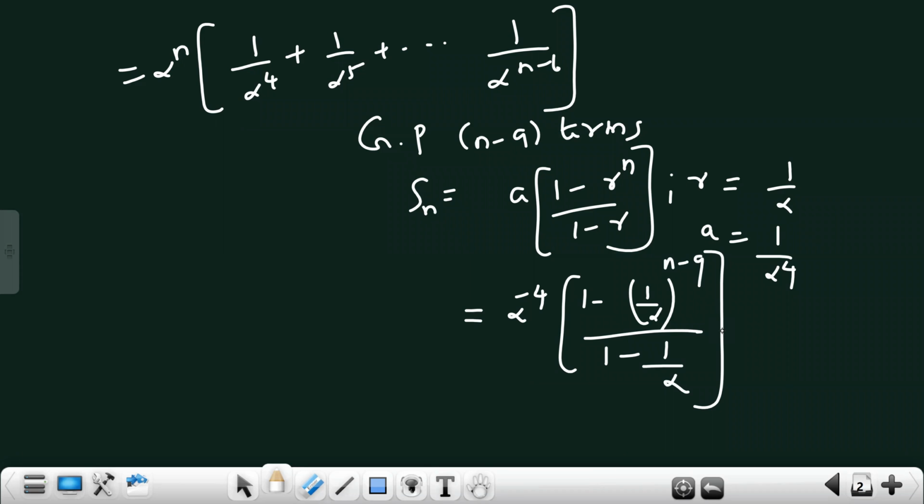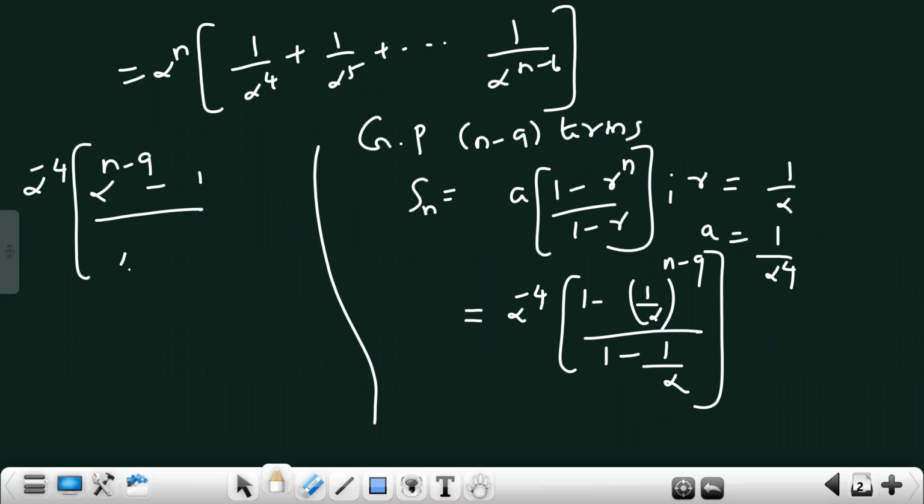Take LCM and simplify. I'll work it over here only. Alpha raised to minus 4 whole into alpha to the power n minus 9 is the LCM, right? So alpha to the power n minus 9 minus 1 whole divided by alpha to the power n minus 9. This is the simplification part of the numerator. Similarly, in the denominator, you will have alpha minus 1 whole divided by alpha. Correct?